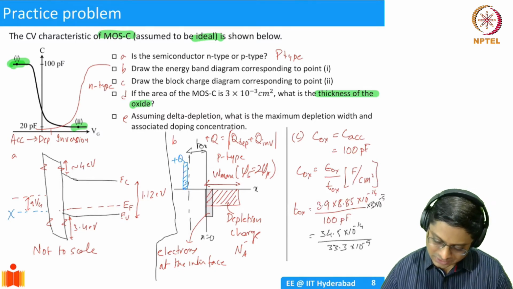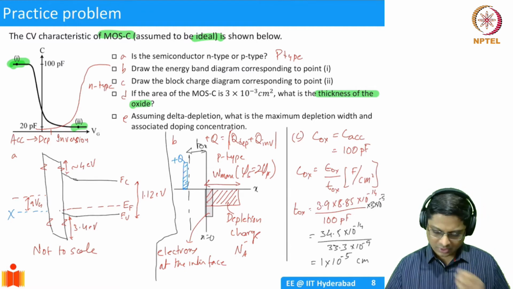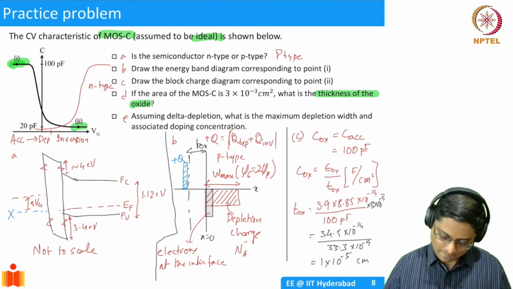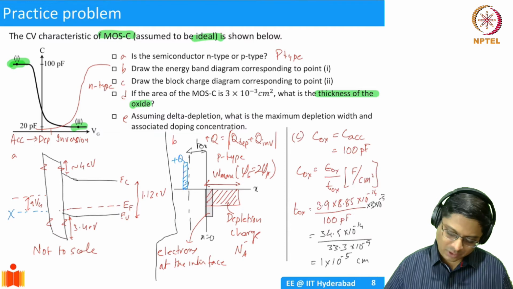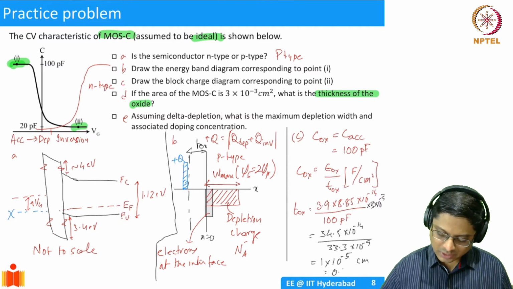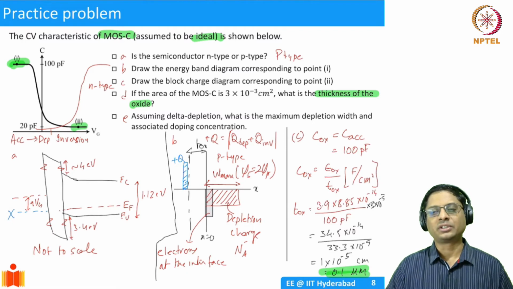Okay. So this is approximately 1 times 10 power minus 5 centimeters. Okay. That's what I think it should be. So if I take out one more 10 power minus 1, if I divide by 10, essentially I'll get 0.1 micrometer. The answer is 0.1 micrometer. Okay, that's how you solve the thickness of the oxide.